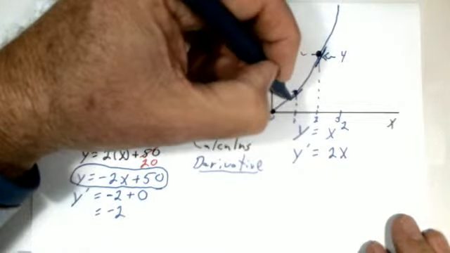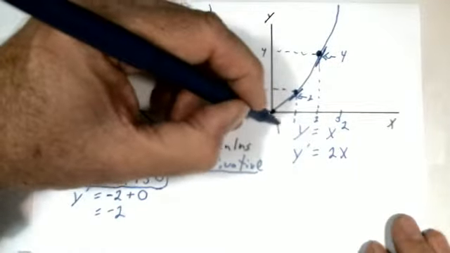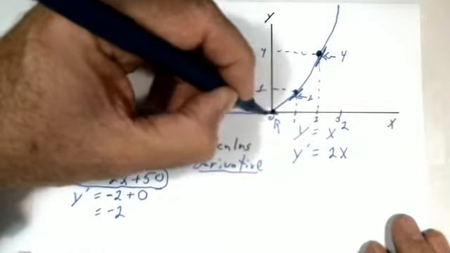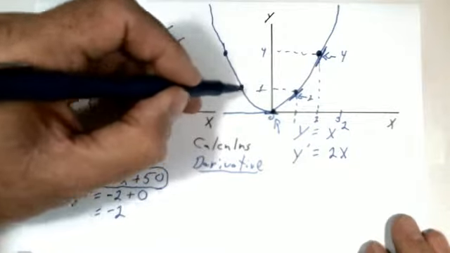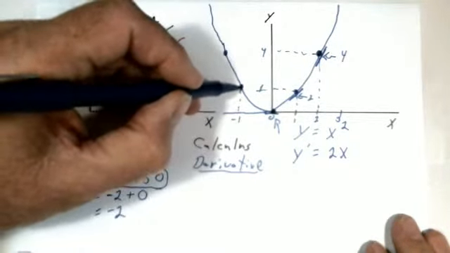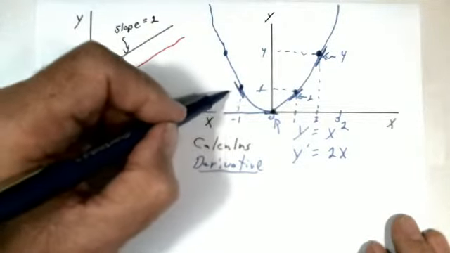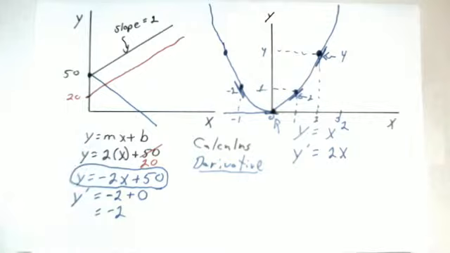So the slope right here is 2. The slope down here is 0, right? The slope over here, if you cared to do it, since this is minus 1, the slope over here would be 2 times minus 1, or minus 2. So can you see how these derivatives work?